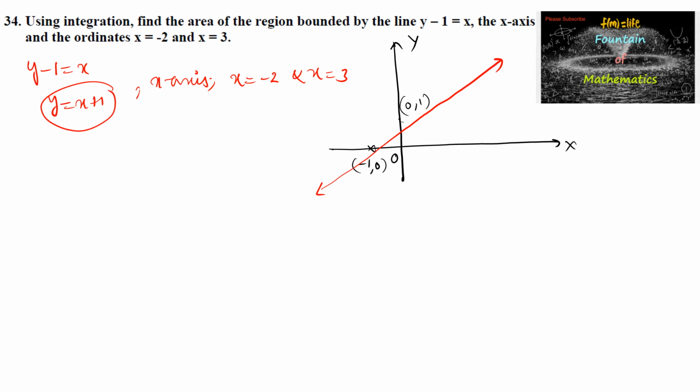This is the line y is equal to x plus 1, and the lines x is equal to negative 2 will be here, and x is equal to 3 somewhere here, and the area bounded along with this line between the x-axis and the line is here, and this is the shaded region. We need to find the area of this region by using integrals.